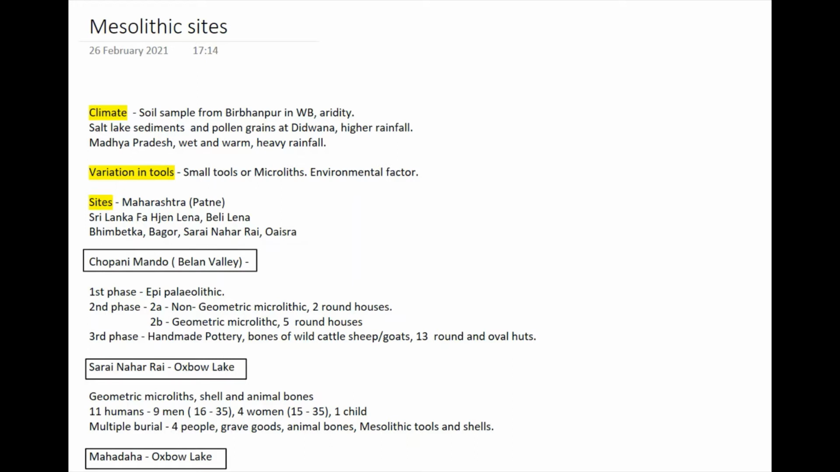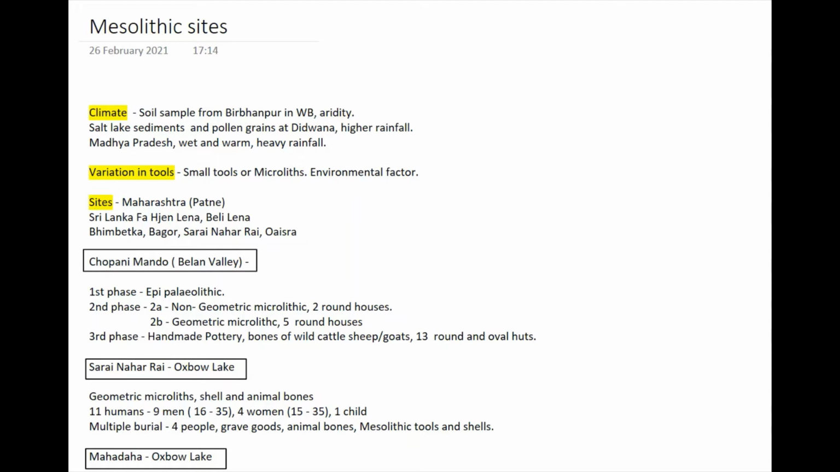Now we'll come to the variation in the tools. Towards the end of the Pleistocene or the beginning of the Holocene, there were certain changes in the stone toolkits of prehistoric people. People started making and using very different small tools, referred to by prehistorians as microliths. So this is what a microlith is.